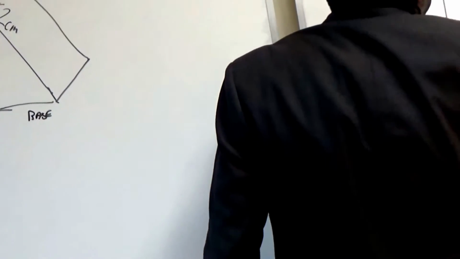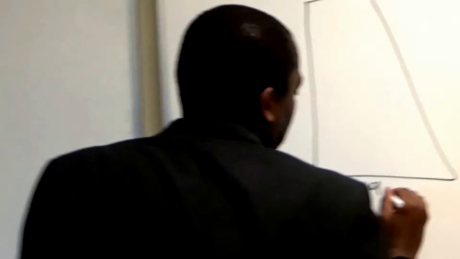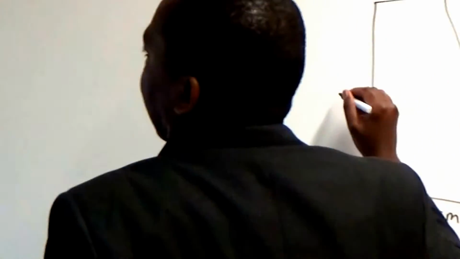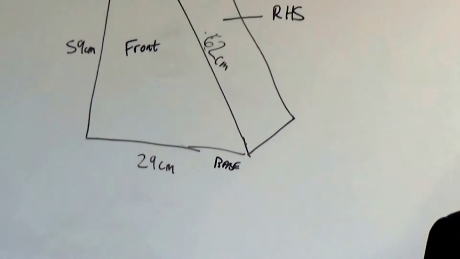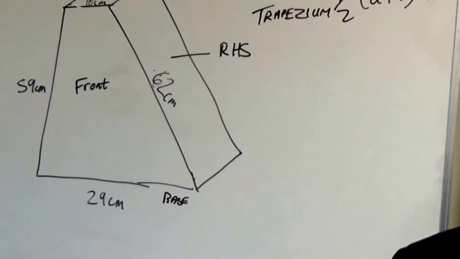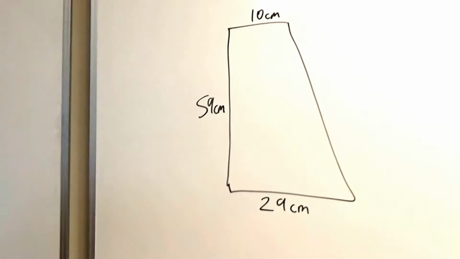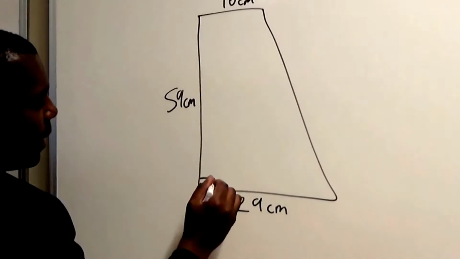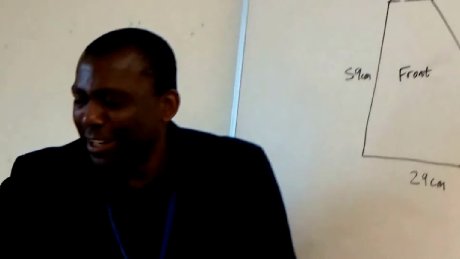So that's the front I'm drawing out separately. And we know the base of the trapezium is 29 centimetres, the height is 59 centimetres, and the top is 10 centimetres. Is that perpendicular height? That's the perpendicular height. It just doesn't look perpendicular now. Well, that's my drawing, sorry. Please forgive me. But it is perpendicular. Yeah, it is. I can see that.